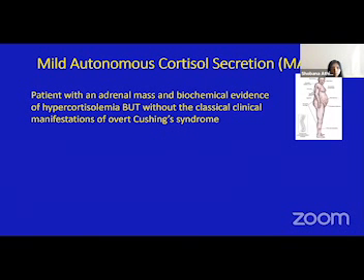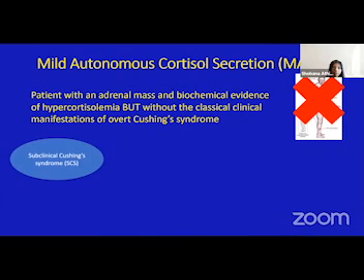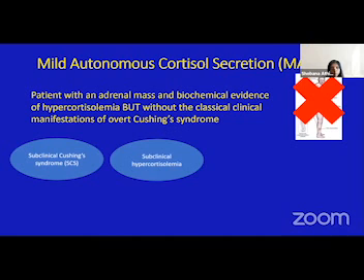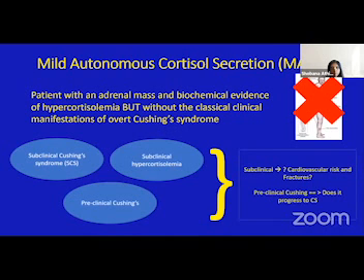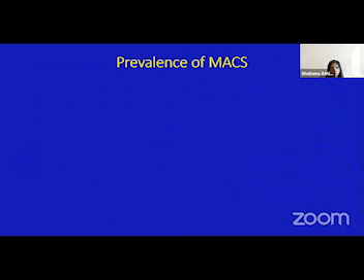Mild autonomous cortisol secretion is a condition defined as patients with an adrenal mass and biochemical evidence of hypercortisolemia, but without the classic clinical manifestations of overt Cushing's syndrome. There were many different terms used to describe this condition before, such as subclinical Cushing syndrome, subclinical hypercortisolemia, and preclinical Cushing's. But we have to ask ourselves, when we say subclinical, does that mean that the patients are not at risk of developing clinical complications like cardiovascular disease or fractures? And when we say preclinical Cushing's, do they actually progress to overt Cushing syndrome later on?